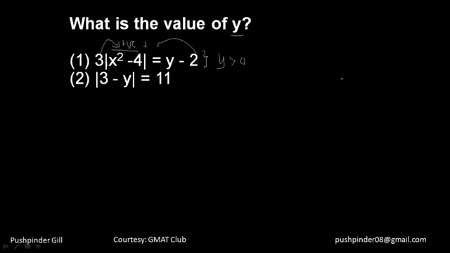But I don't have any other information. I just know that y is greater than 0. I don't know the value, because if you say x is equal to 2, y gives me a different value. x equal to 3, y gives me a different value. Want to write it down? You can write it down.